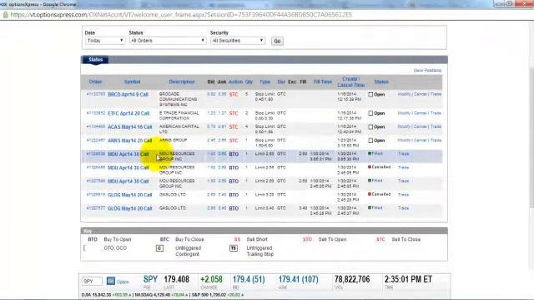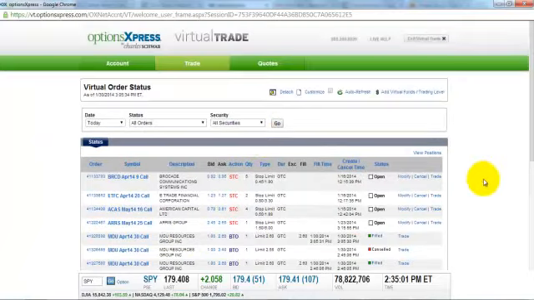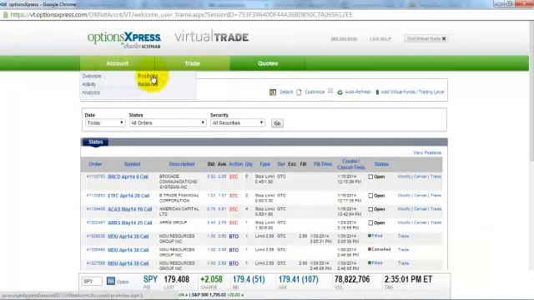So I placed MDU. Yep, it's been filled. There you go. So now I can set my stop limits on MDU. So I go to account positions.